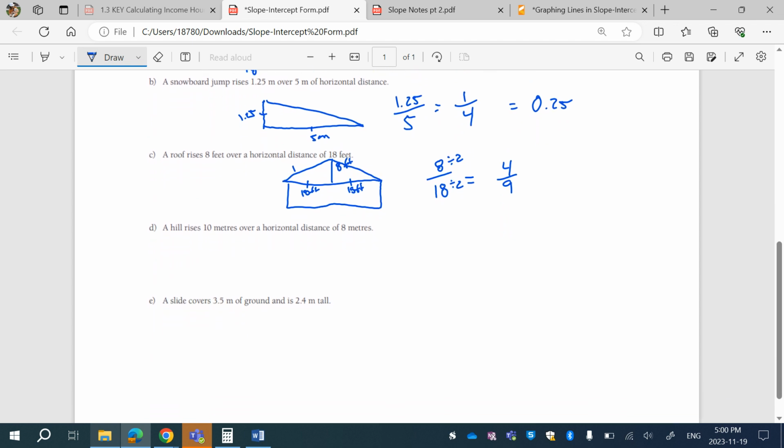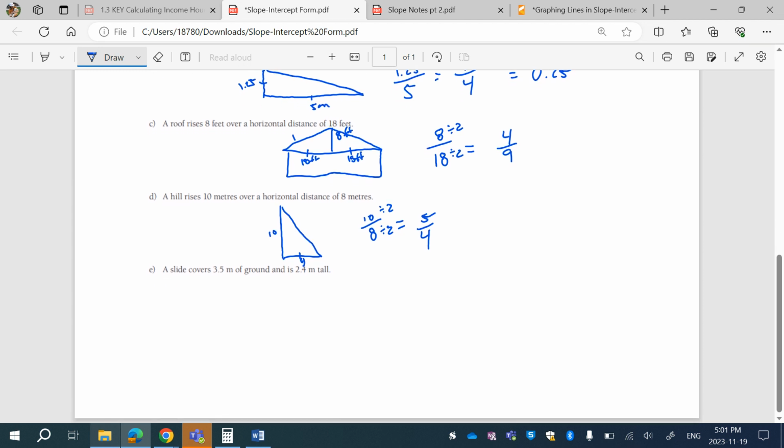I'll do the last two. A hill rises 10 meters over a horizontal distance of 8 meters. So this one is quite steep. We could say 10 over 8. Divide top and bottom by 2, and we get 5 over 4.